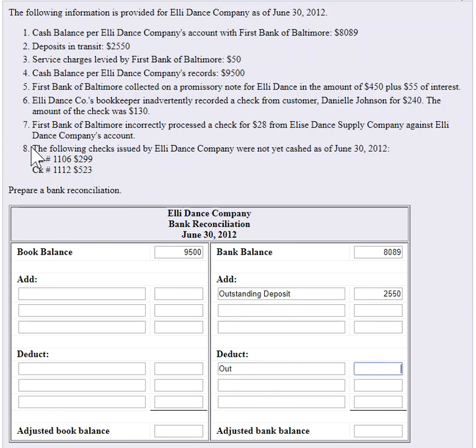Now our outstanding checks, it says here number 8, the following checks issued by Eli Dance Company were not yet cashed. Those are checks that we have sent out to other people, but they have not yet cleared the bank. So I need to add those two together. I'll go ahead and type it in. So I need to add the $299 plus the $523 for a total of $822.